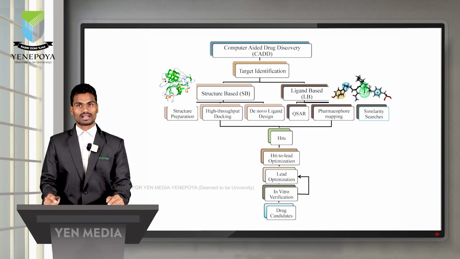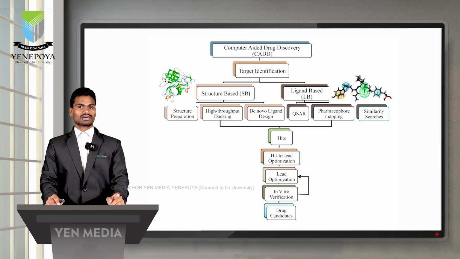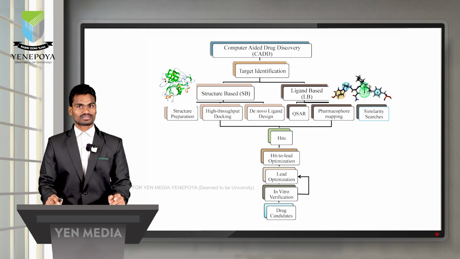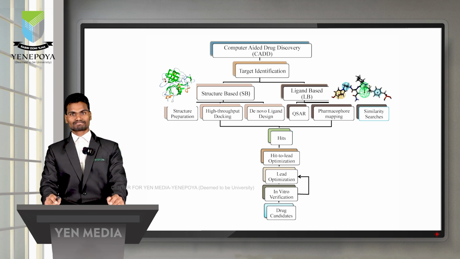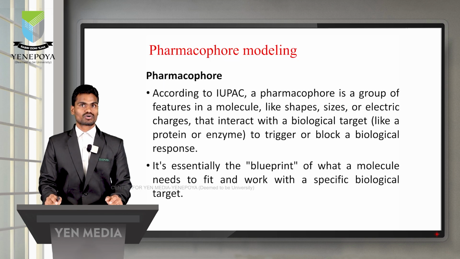One is structure-based and the other is ligand-based. In structure-based, after preparation of the structure, we go for high throughput docking. In ligand-based, after studying the structure-activity relationship, we go for pharmacophore mapping. Both involve hit identification, after that hit to lead optimization, and finally in vitro verification. So this is pharmacophore modeling.